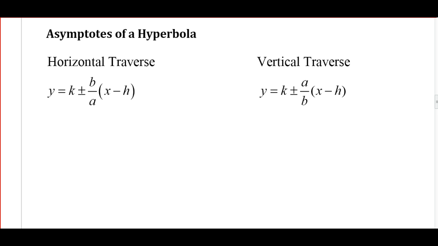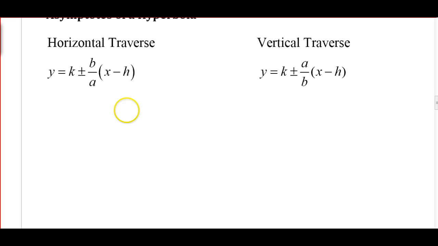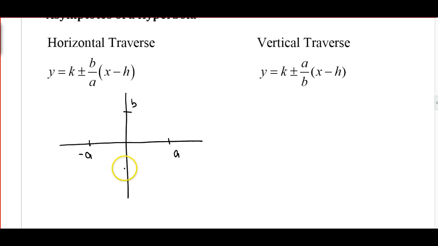So first let's take a look at horizontal transverse axis. So let's just make a sketch here. So here's my axes, and then I'm just going to mark this off as negative A, and let's mark this off as positive A, and we'll have B over here and negative B over here.